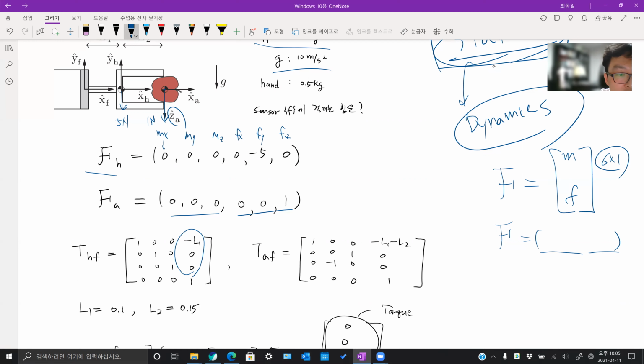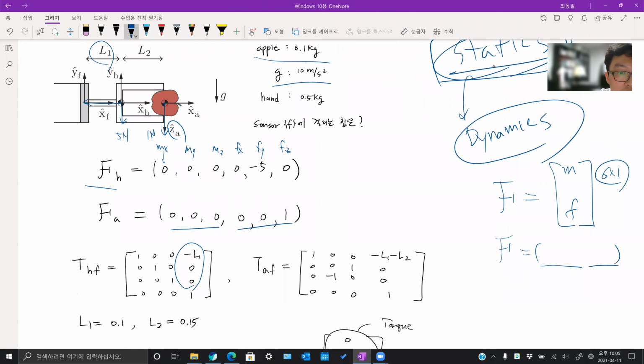Also, this H is the base frame. From here to here, along the minus x direction, it goes about L1. So this one becomes minus L1, 0, 0. And the direction of x in the H frame and the X frame is the same, and also the Y frame is the same, and the Z frame is also the same. So it becomes the identity matrix.